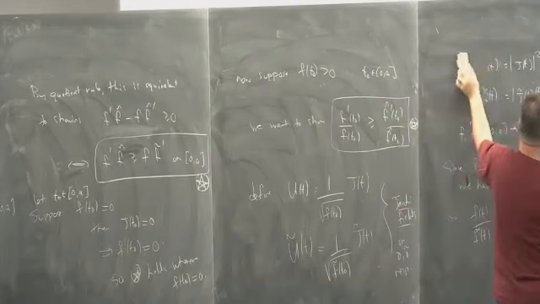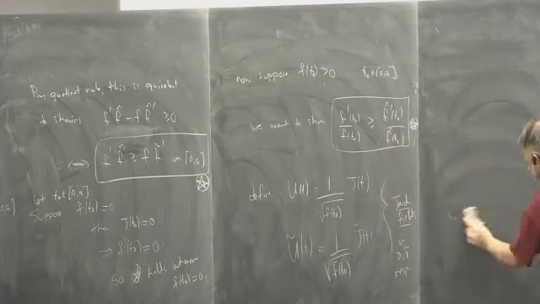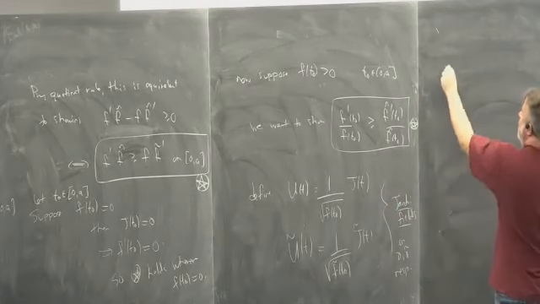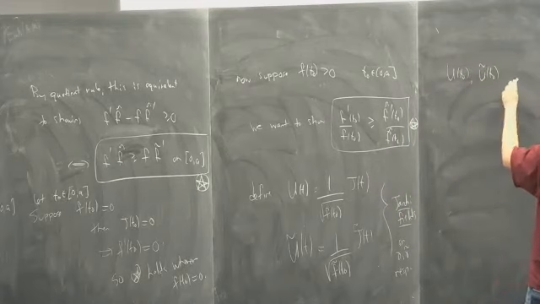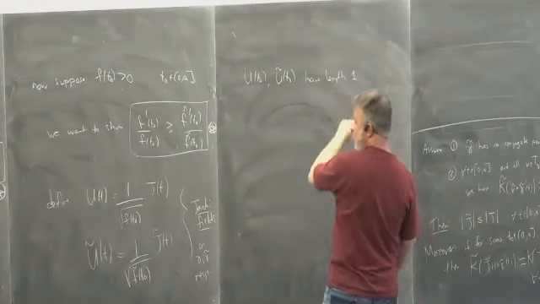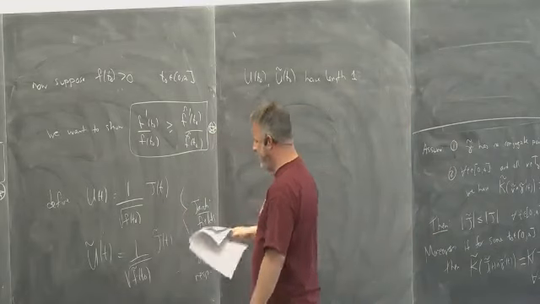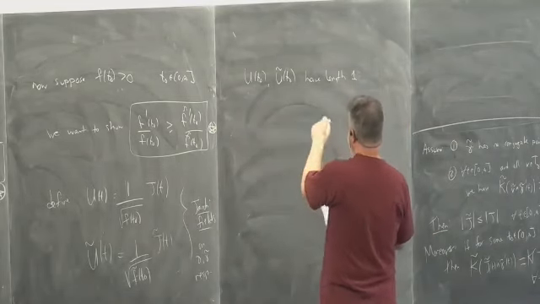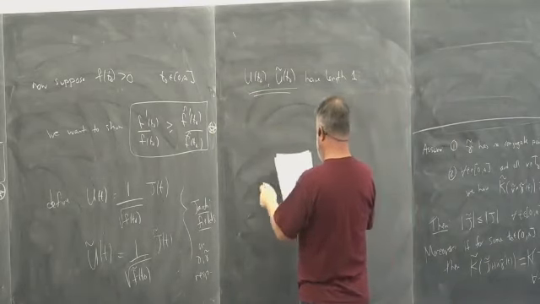Okay, and the way I've chosen to define them, you can see that at time T naught they have length one. So U of T naught and U tilde of T naught have length one. Because this is exactly the norm of J tilde at T naught, and this is the norm of J at T naught. And this is only at T naught. So let's compute.